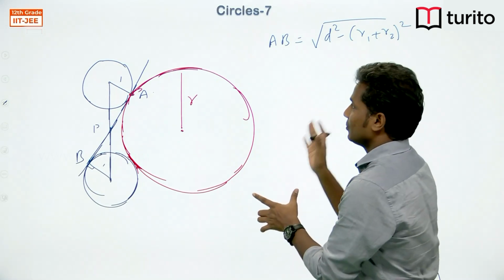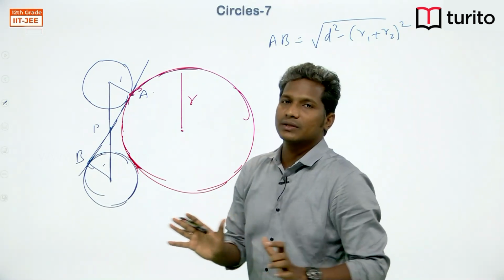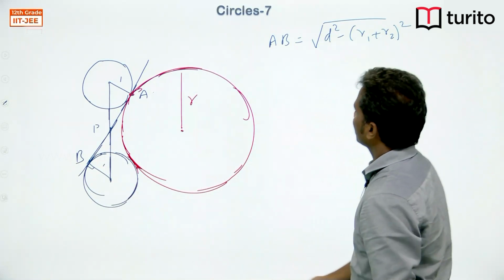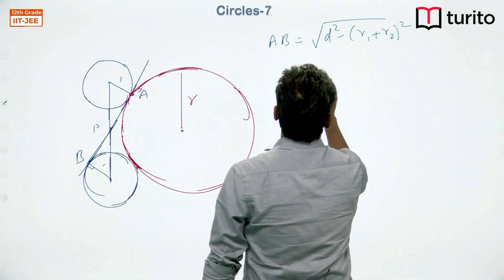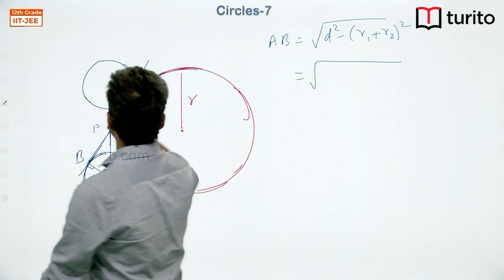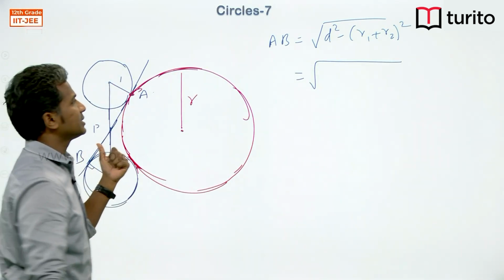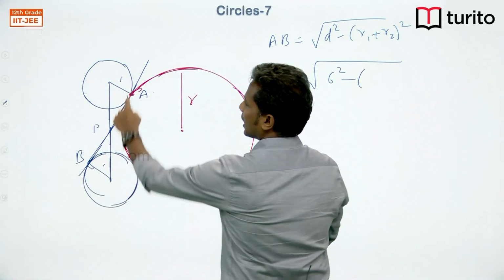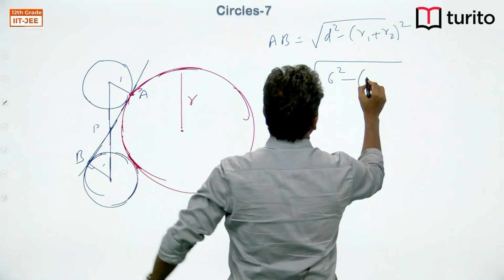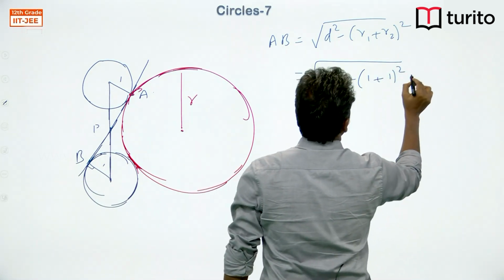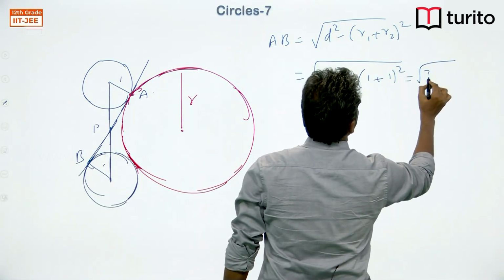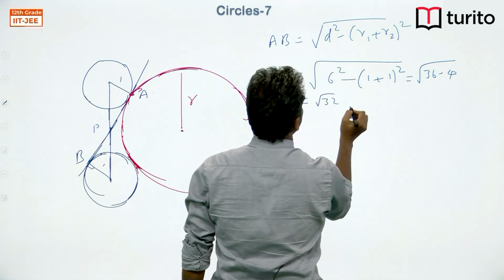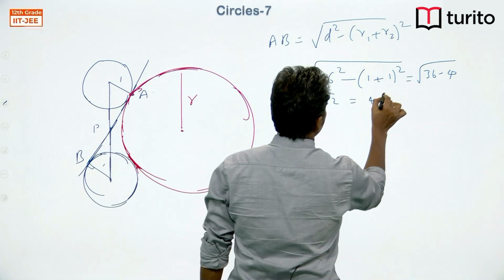Here if you notice, I am not using any equations of circles, I am using only pure geometry. Now further this can be written as root of, what is the distance between centers? It was given as 6 units. So 6 square minus (r1 is 1 unit, r2 is also 1 unit) 1 plus 1 whole square, which will be root of 36 minus 4, which is root 32. Also we can write this as 4 root 2, that is fine.